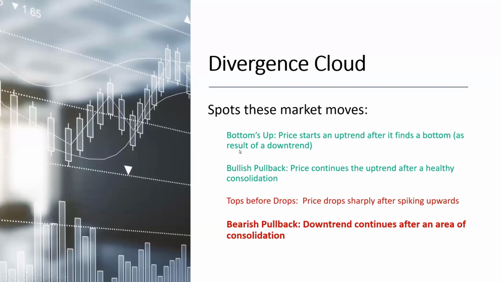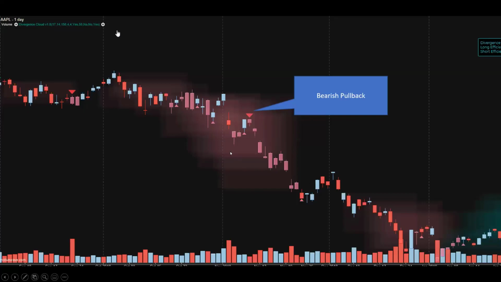And the market move number four is what we call bearish pullback. It's a bit of the opposite of the bullish pullback, where a downtrend continues after an area of consolidation. So imagine you're in a downtrend, as we can see here. Again, just like with the uptrends, even a downtrend will not continue going down in a straight line. It will take breaks, it will retrace at points. And when Divergence Cloud finds evidence of such a retracement, along with evidence that the downtrend is going to continue after taking a break, it will give you a signal. And we call this the bearish pullback.